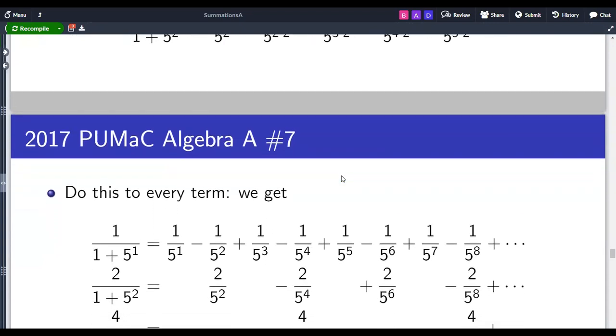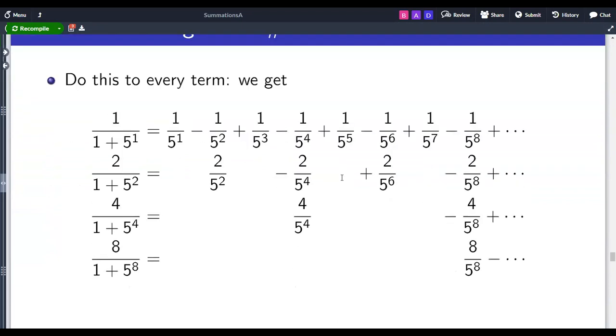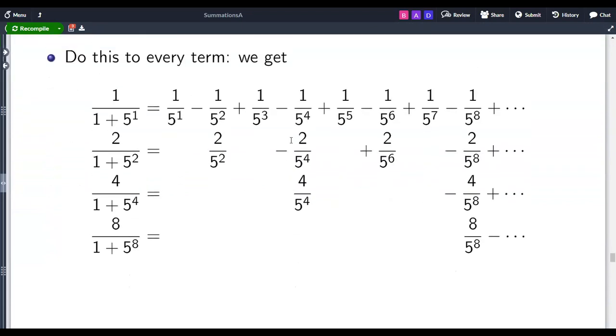So we've expanded all of the fractions in the sequence, and we get this infinite double sum. And is there anything special about the terms of this double sum? How well does this simplify?